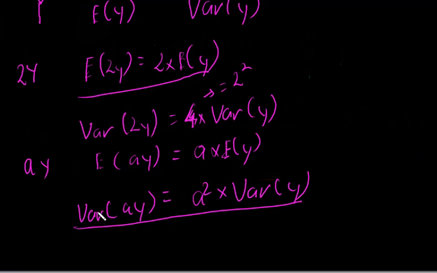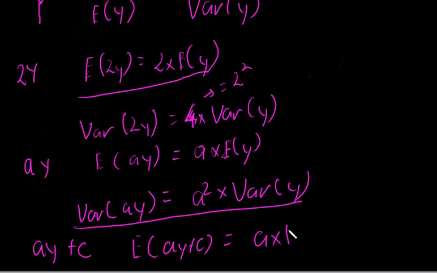Now what if we add a number? Let's say we add a number c, so ay plus c. It still follows the same rule. The expectation of ay plus c is equal to a times the expectation of y, plus c. This is because all the values of y have c added to them, and that will also happen to the mean of y. If all the values are increased by an amount c, then the mean is also increased by c. So what about the variance?